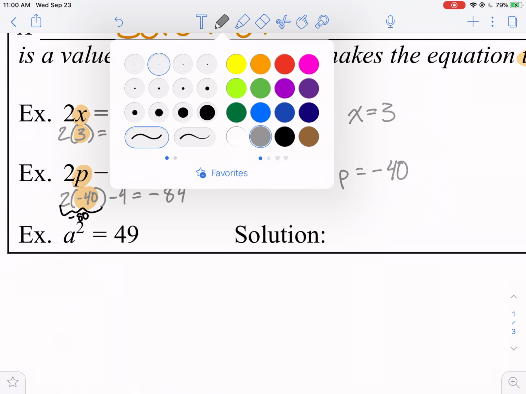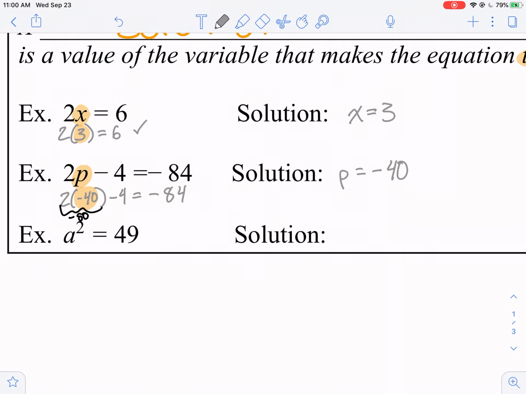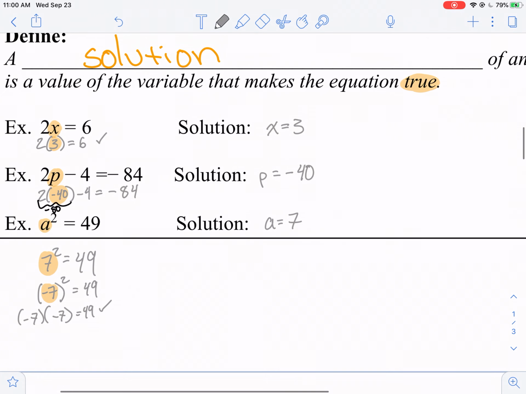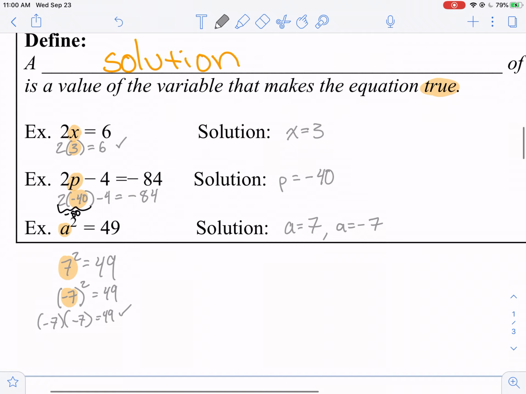we'll have 2 solutions. Because if I look at a squared equals 49, and I plug in, let's say, 7. 7 squared is 49. That's true, awesome. So we can say that a equals 7. However, if I plug in negative 7 for a, that's still 49. Because negative 7 times negative 7 equals 49. Yay, it's true. So not only is a equal to 7, but also a equals negative 7. So this equation has 2 solutions.